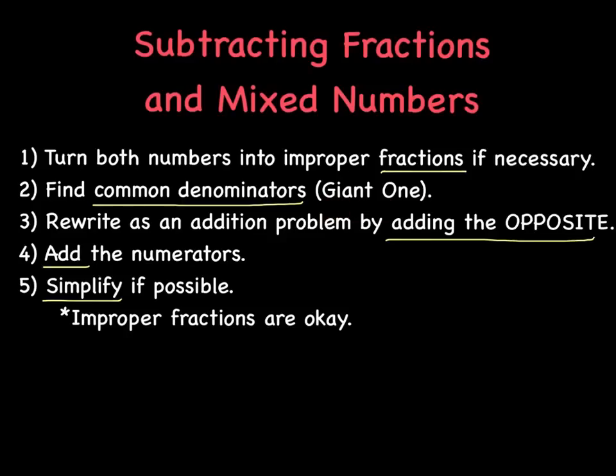And the new step here that's really helpful is rewriting the subtraction problem as an addition problem by adding the opposite. And you guys learned how to do this back in Unit 1. You'll find it super helpful when you're subtracting fractions to rewrite them as addition problems. And then step 4 is just like it was before. We're going to add the numerators and denominators stay the same. And then we simplify whenever we can. And again, it's okay to leave our answers as improper fractions as long as they were reduced. So let's try a few.